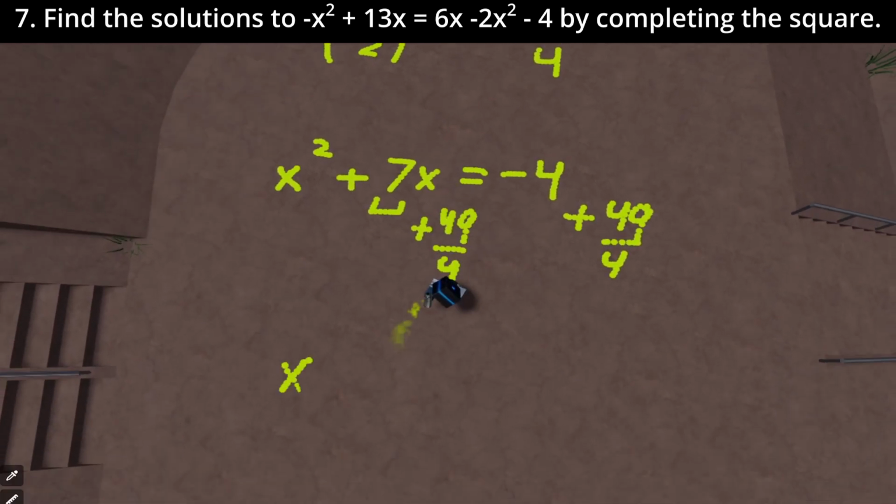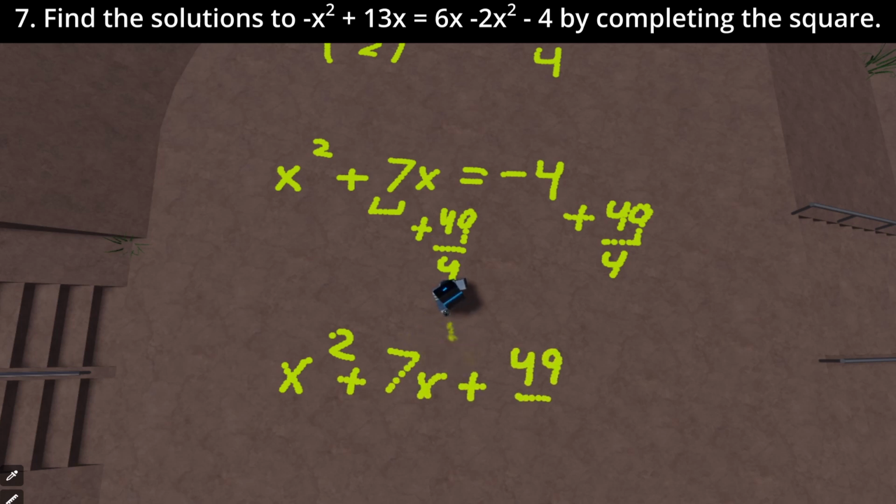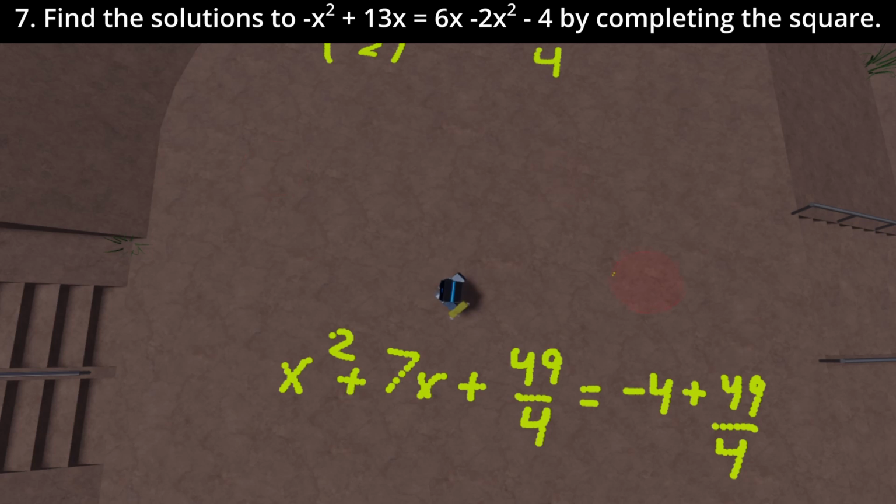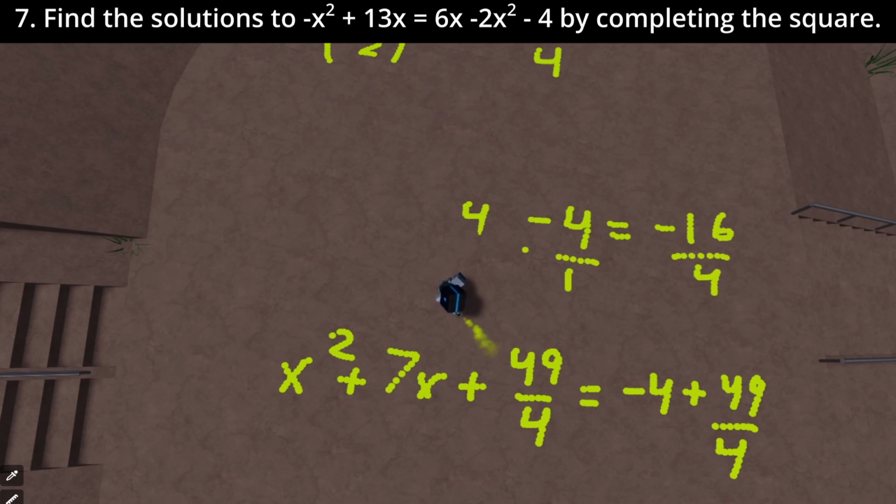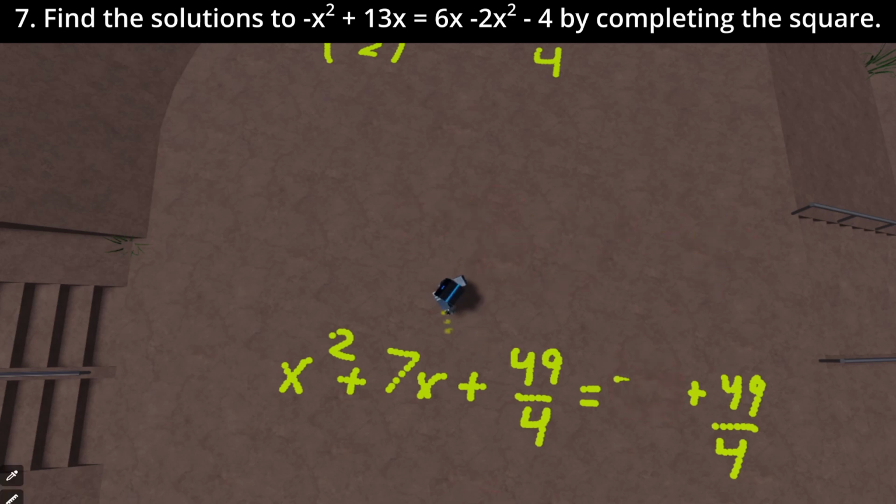So we're going to get x squared plus 7x plus 49 over 4 is simply equal to minus 4 plus 49 over 4. Now for the right hand side, I want to combine minus 4 and 49 over 4. So what I'm going to do is write minus 4 as minus 16 fourths. I just wrote that as minus 4 over 1 and multiplied by 4 over 4. So I can just rewrite this over here as minus 16 over 4. And then minus 16 plus 49 is positive 33. So all this is equal to 33 over 4.